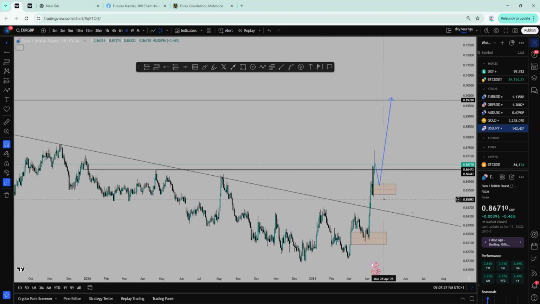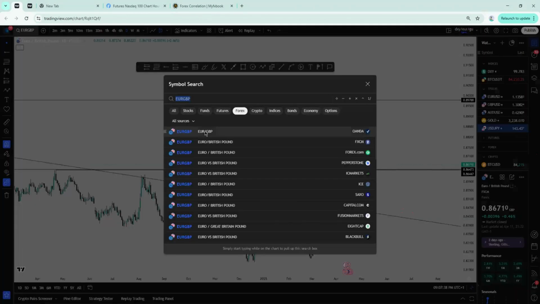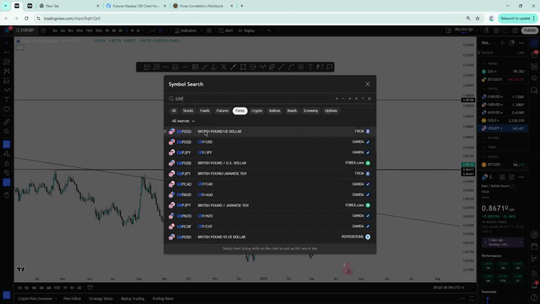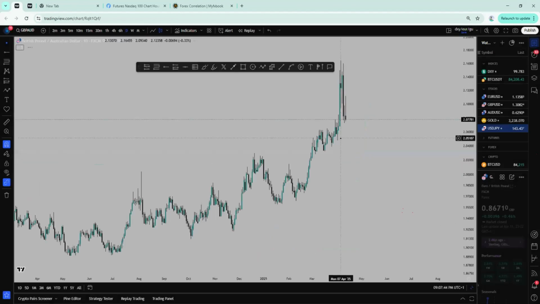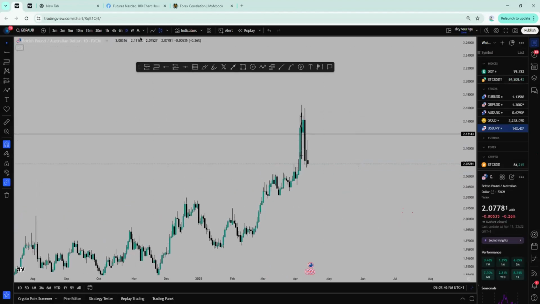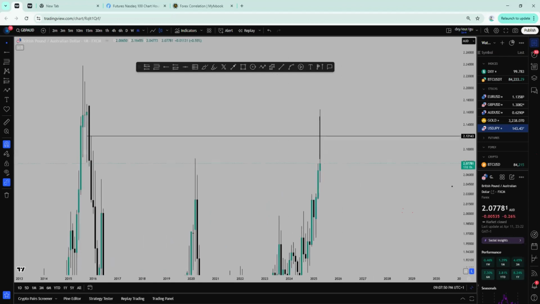I think we have looked at GBP JPY. We have looked at Bitcoin. GBP Australian, I think that will be the last pair that we'll be looking at. GBP AUD. GBP AUD, we are selling. All right, GBP Australian dollar, this.